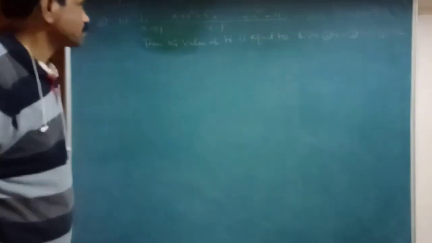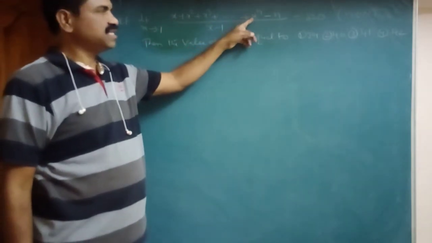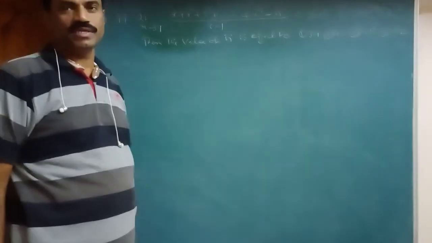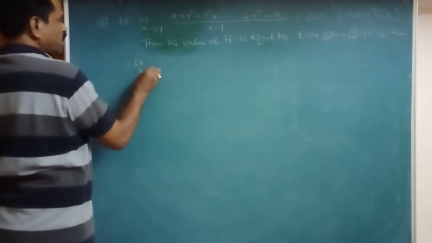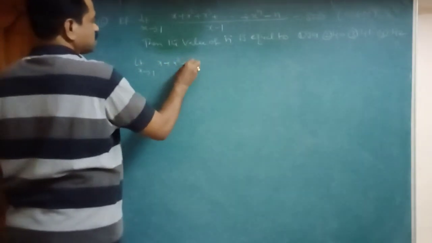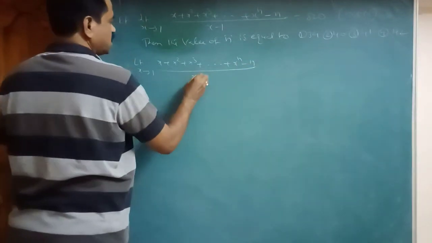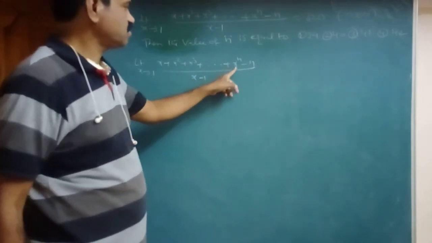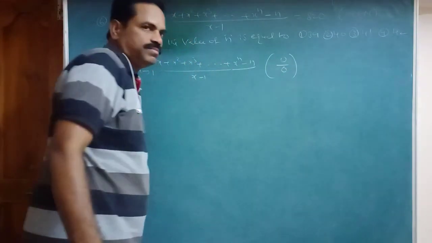See here. Substituting x equal to 1, 1 plus 1 and so on n times is n. N minus n is 0, and in the denominator 1 minus 1 is 0. It is also 0 by 0, so apply the L'Hospital rule here. Limit x tends to 1, x plus x square plus x cube and so on up to x power n, minus n, over x minus 1. Now apply the L'Hospital rule.